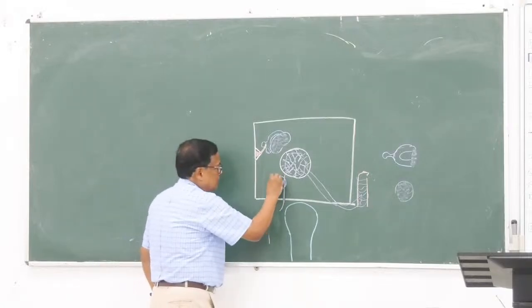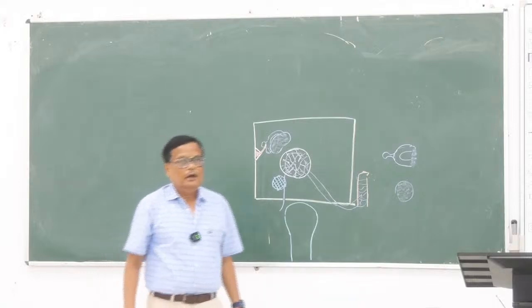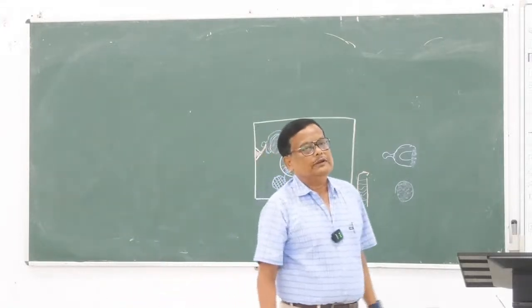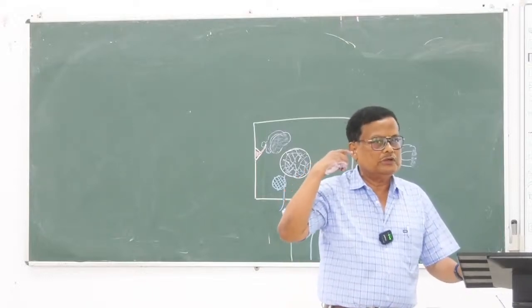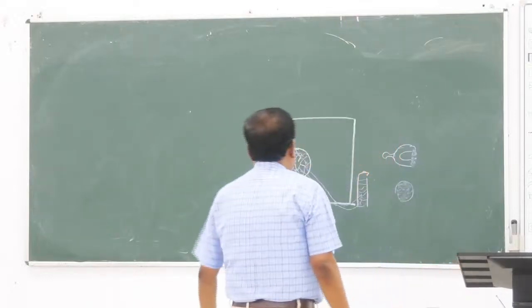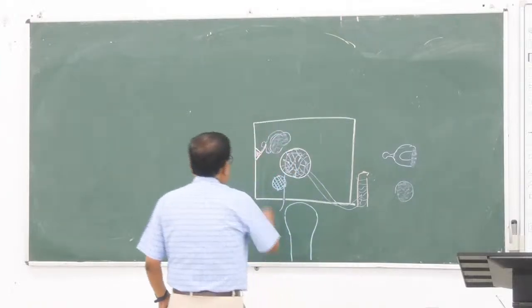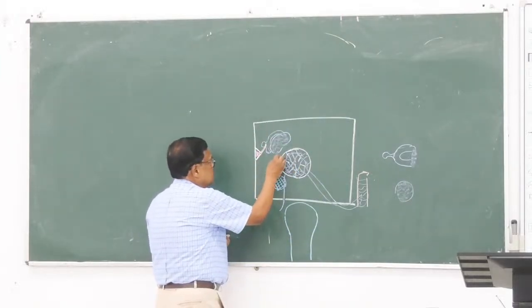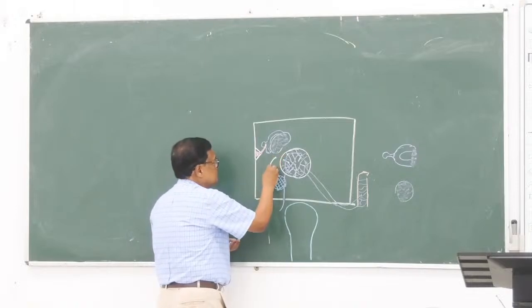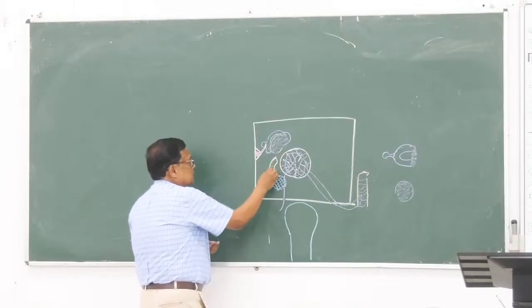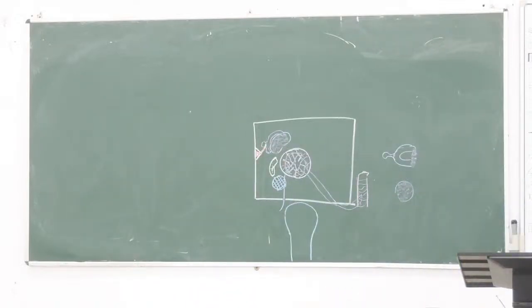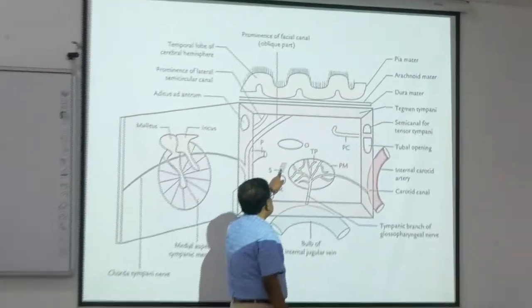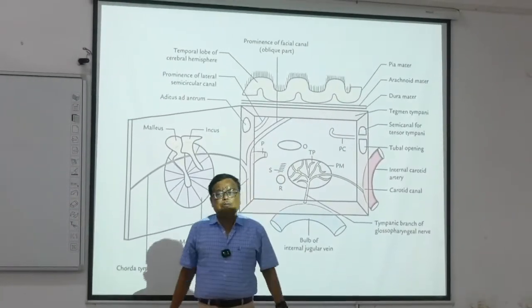by a membrane, like the tympanic membrane, and we call it the secondary tympanic membrane. This is the true, original, primary tympanic membrane, and this is the secondary tympanic membrane. And in between them, there is a depressed area, the sinus tympani.